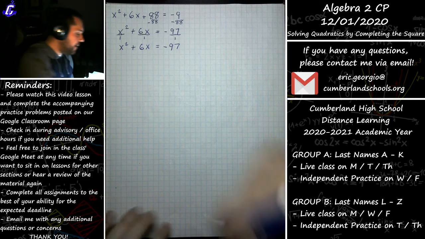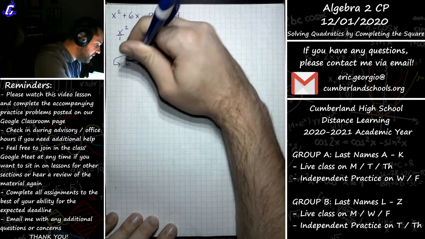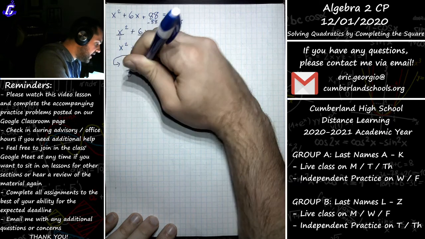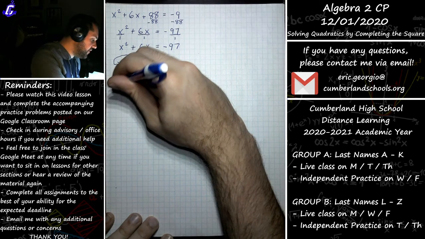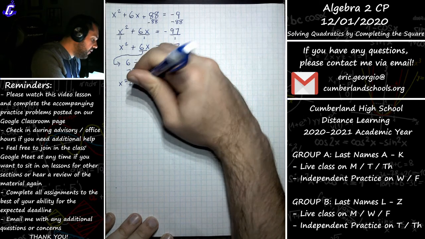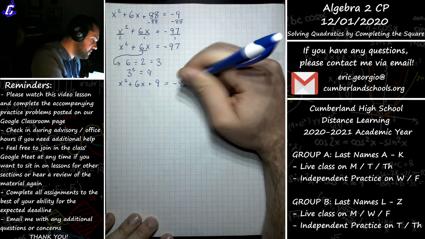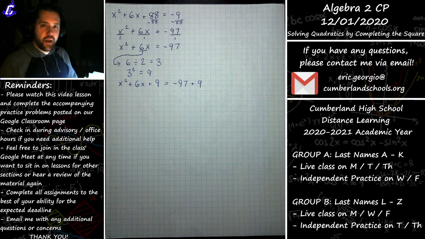Now that I've done that, off to the side, I can take this coefficient of x and divide it by 2 to get 3. I would then square that 3 that I just got to get 9. And that 9 is going to get added to both sides of the equation. That's the number that will ensure that we end up with a matching pair of factors. All right, hopefully you're hanging in there so far.